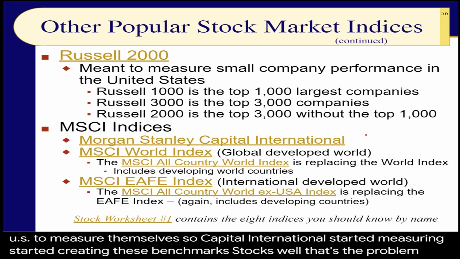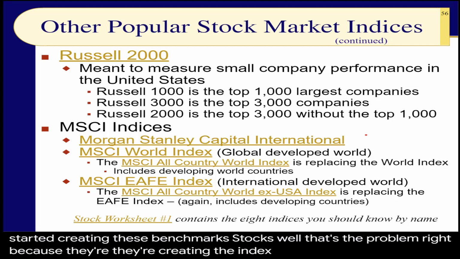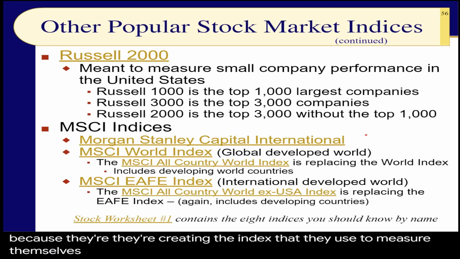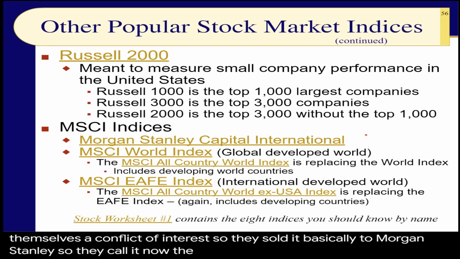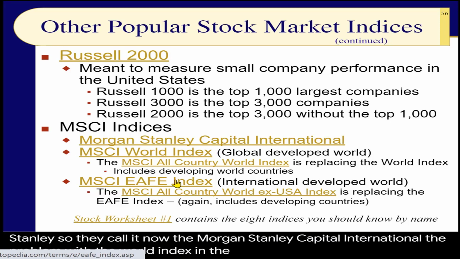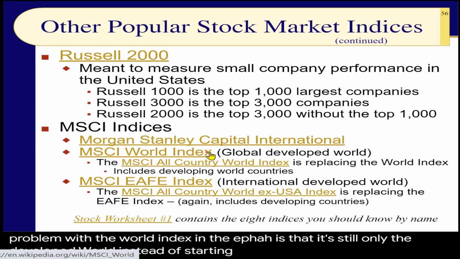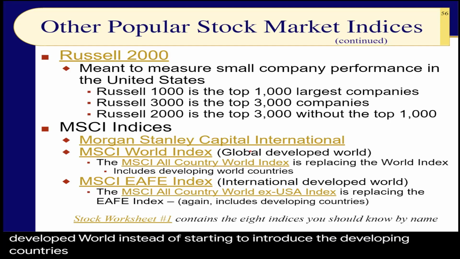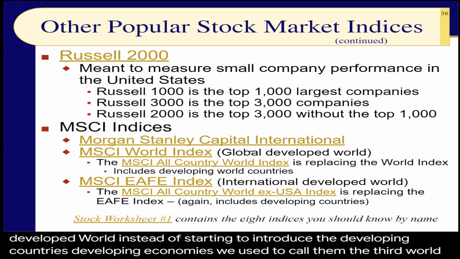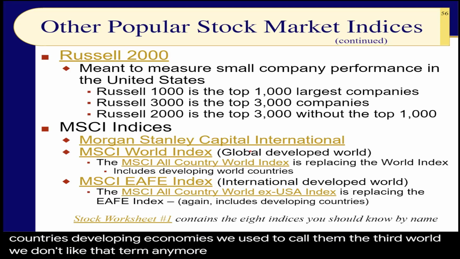Well, that's a problem, right? Because they're creating the index that they use to measure themselves, a conflict of interest. So they sold it basically to Morgan Stanley. So they call it now the Morgan Stanley Capital International. The problem with the World Index and the EFA is that it's still only the developed world. Instead of starting to introduce the developing countries, developing economies, we used to call them the third world. We don't like that term anymore. It's not a very nice term.